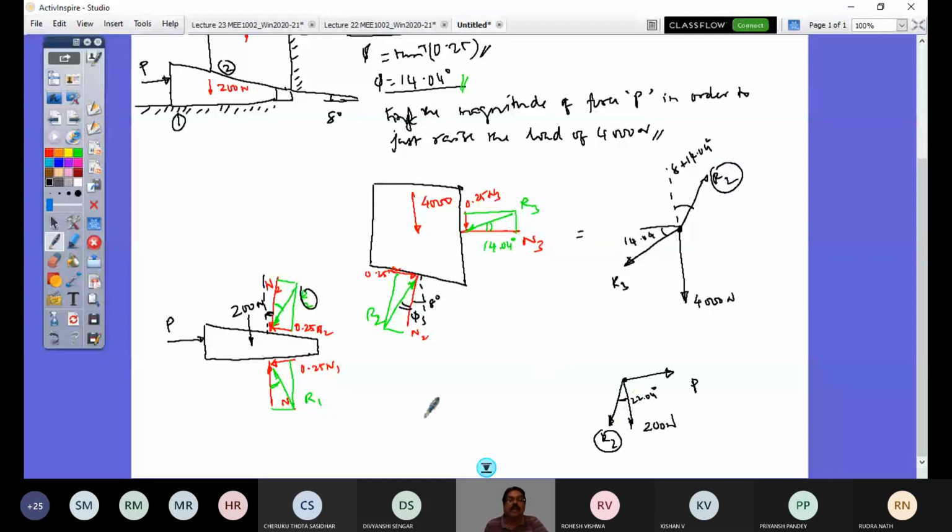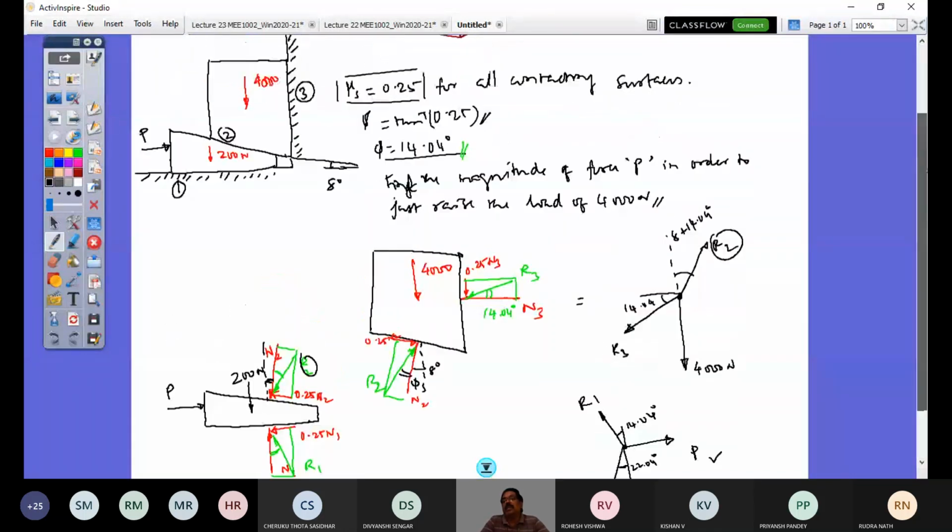And R1 to the vertical, again 14.04 degrees. So that would be acting here. This angle is 14.04 degrees, and that's R1. So I have here R1, the load and this P. So R2 is known, P and R1 are the two unknowns. I can solve for P here. That's all. So this is another group of problems where you can solve for the unknown.